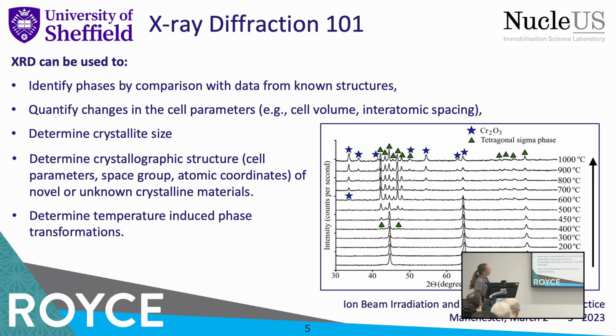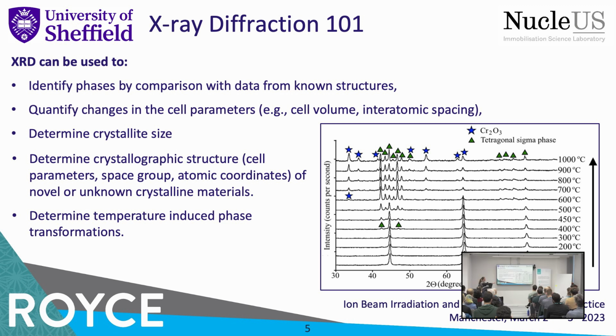What it can also tell you, because these peak positions and peak intensities give us an awful lot of information within our crystal, is changes to unit cell parameters, so cell volume, so volume expansion as a function of whatever you've done to it: heating, pressure, irradiation damage. And it can also tell you about the crystallite size. The broader these peaks, typically, not always, but in some cases, the smaller the crystals within your material if you've got a polycrystalline material.